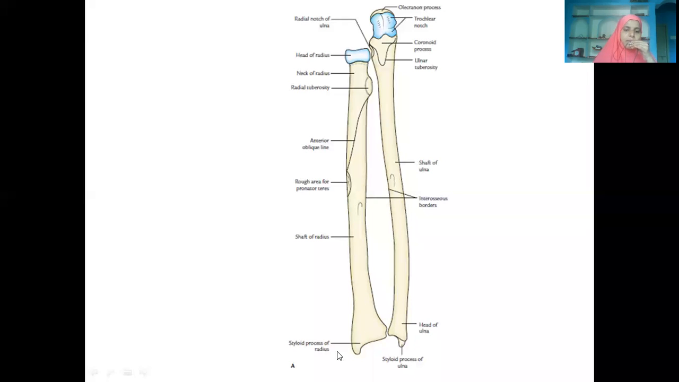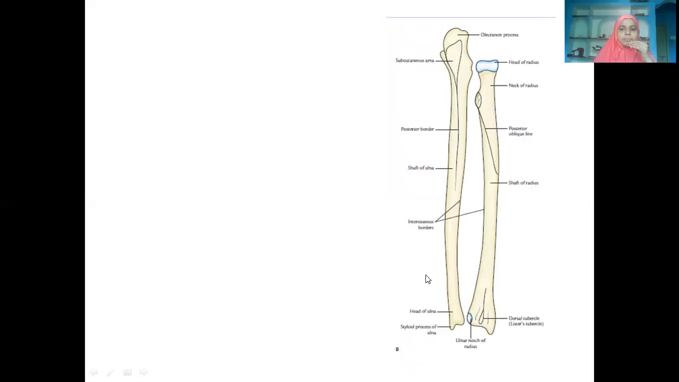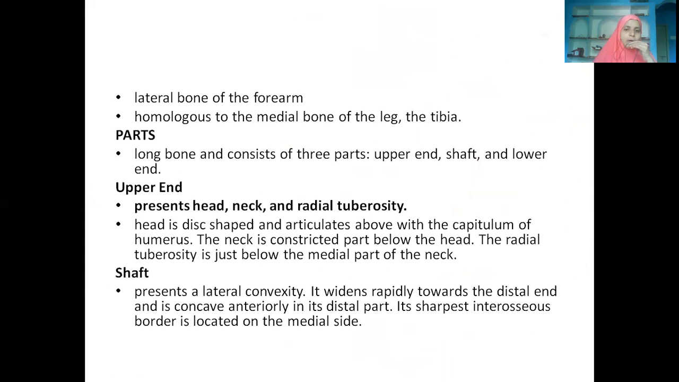Then the lower end has the styloid process, and there is an ulnar notch medially. This is the medial end of the bone which is pointing towards the ulna. This is the lateral end of the bone which is showing the styloid process. So what is this? This is the ulnar notch in the radius bone, which is articulating with the head of the ulna to form the inferior radio-ulnar joint. Inferior radio-ulnar joint. So now let us see the features. Then I will tell you the muscle attachments.